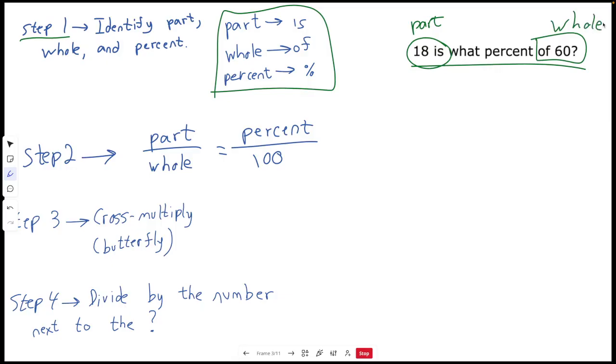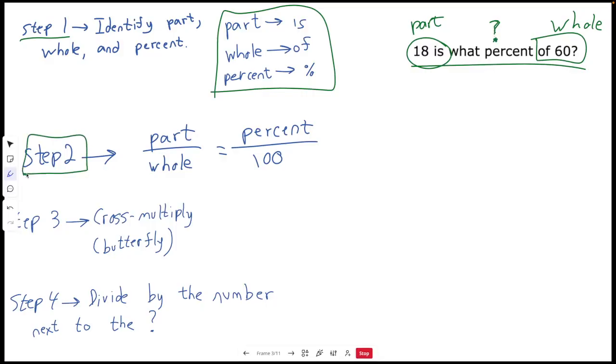And then in all of these problems, there will always be one of the three, the part, the whole, or percent, that you don't know. Okay, so I don't know the percentage, and that's what the problem is asking you. The problem says what percent? And so it's asking you to find the percentage. So the percentage is going to be our question mark. We don't know what it is. We're trying to find it. That's the question.